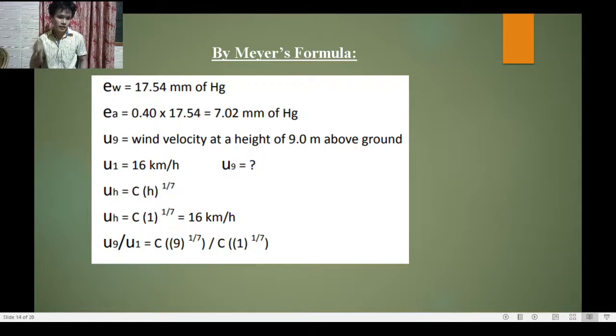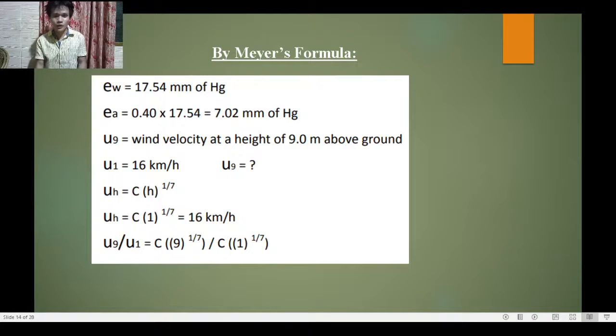So U sub 1 is equal to 16 kilometers per hour. We need to determine U sub 9. Using the 1/7 power formula, U sub H is equal to C multiplied by H raised to 1 over 7, where C is a constant. So U sub 9 over U sub 1 equals C multiplied by 9 raised to 1/7, all over C multiplied by 1 raised to 1/7.